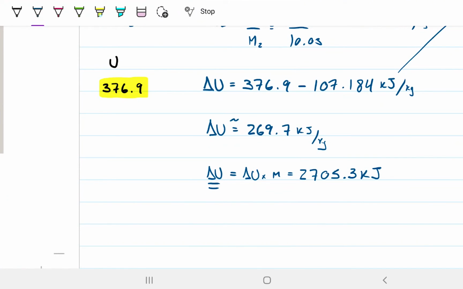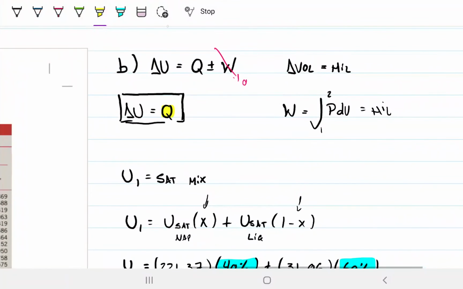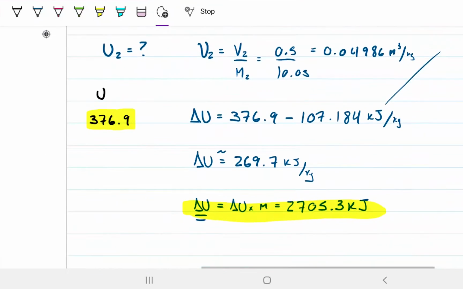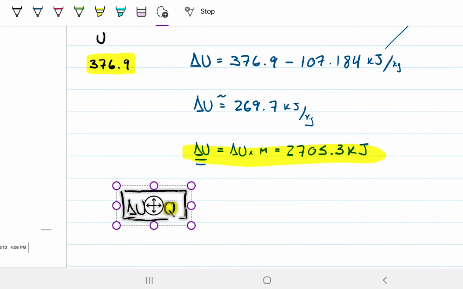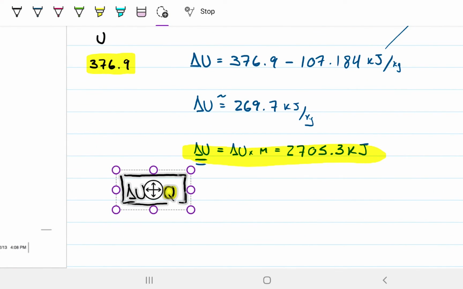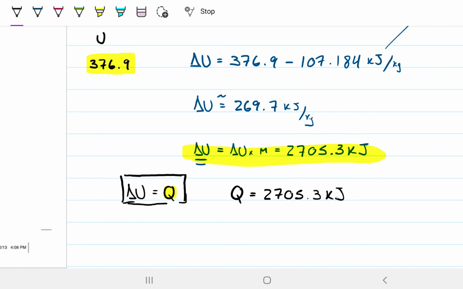Okay, so we did all this because, if you recall from our analysis, the heat given to the system has to be the same in magnitude as the difference in internal energy. And we just found that the difference in internal energy is 2700 kilojoules. So therefore, the heat given to my system has to be equal to 2700 kilojoules. Right? And that's my answer there.